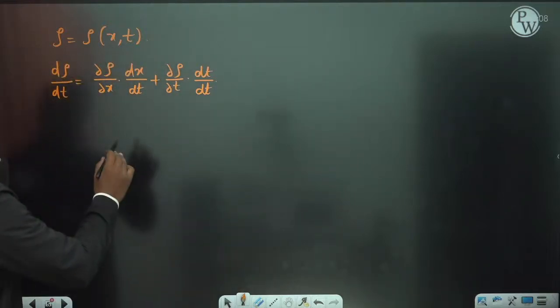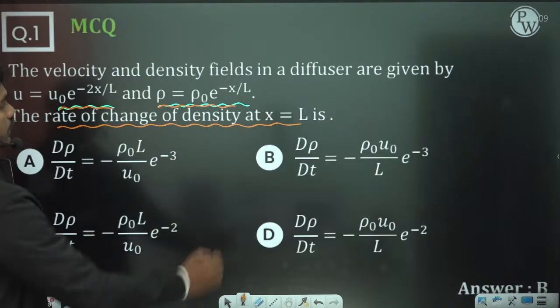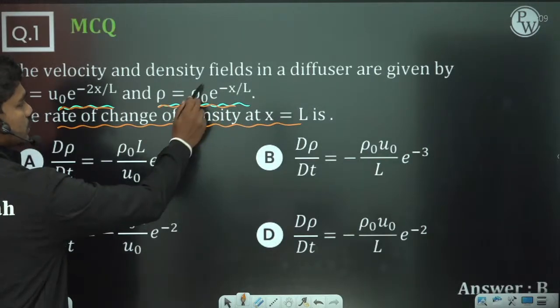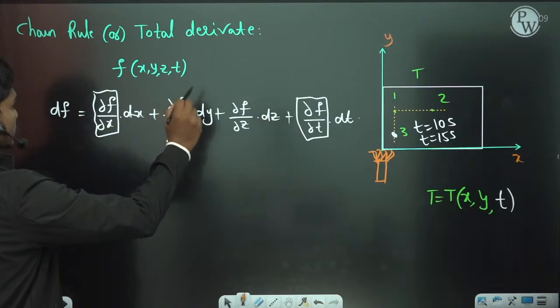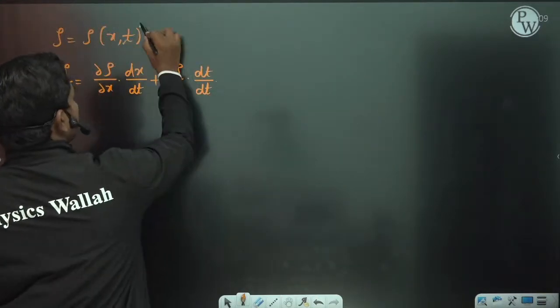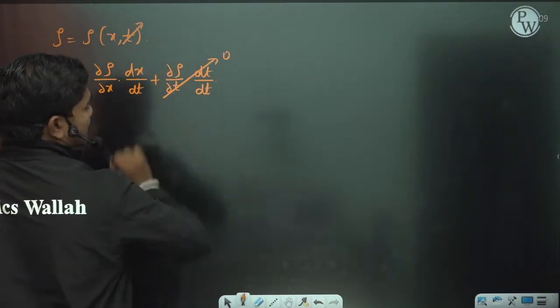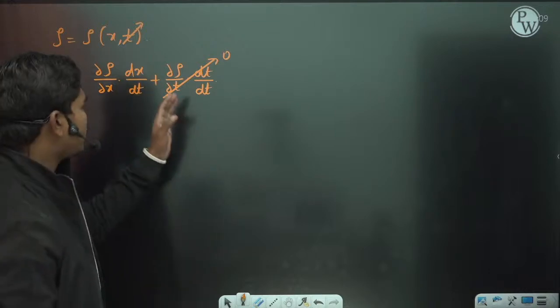So see here, this is what you have, dou rho by dou x into dx by dt. But of course if you see, density is only a function of x. Okay, it's given density is only a function of x actually, so there is no involvement of time here. So definitely this term is 0 because this dou rho by dou t is actually 0 here. Okay, because there is no dependence on time here.